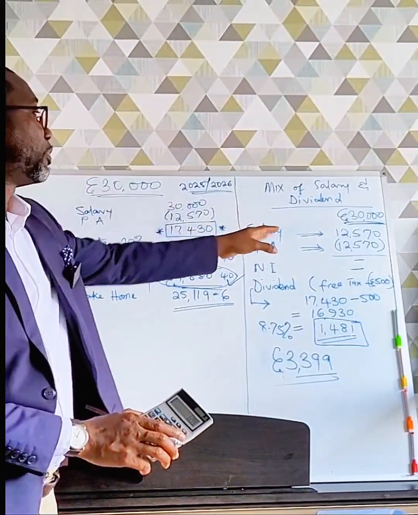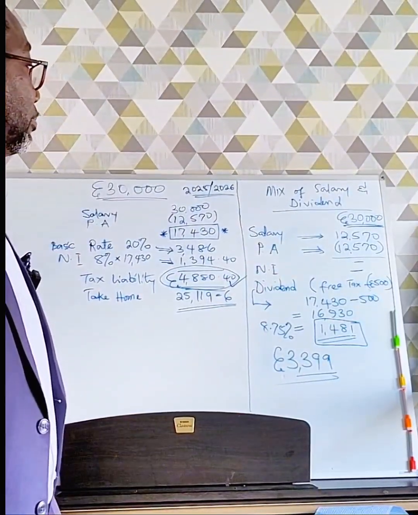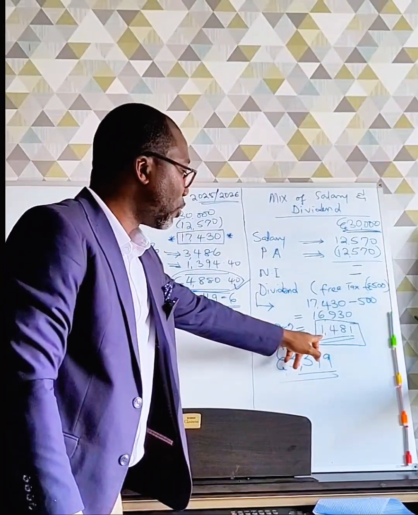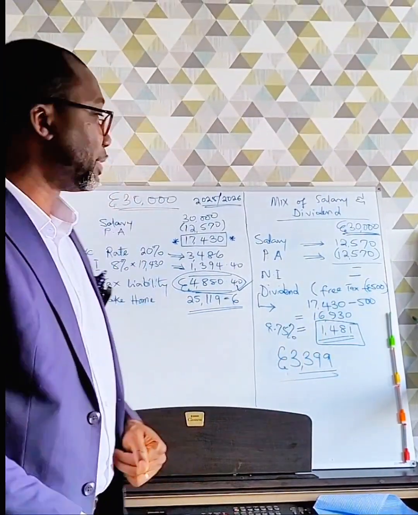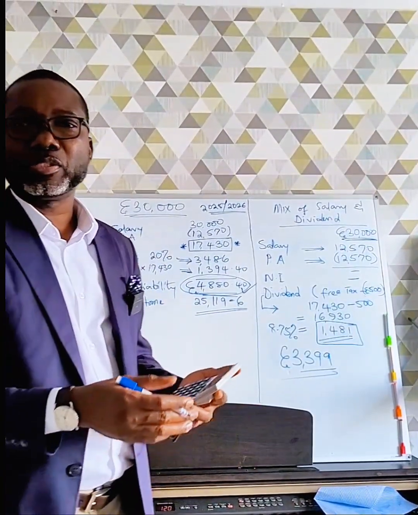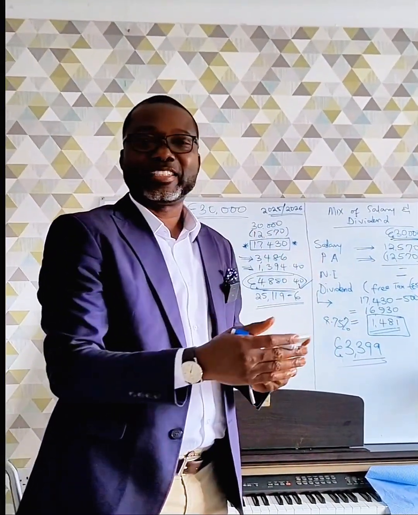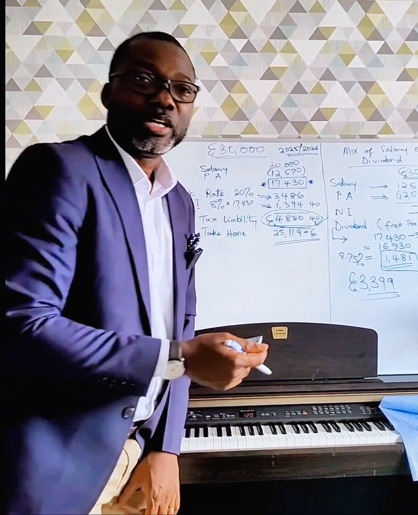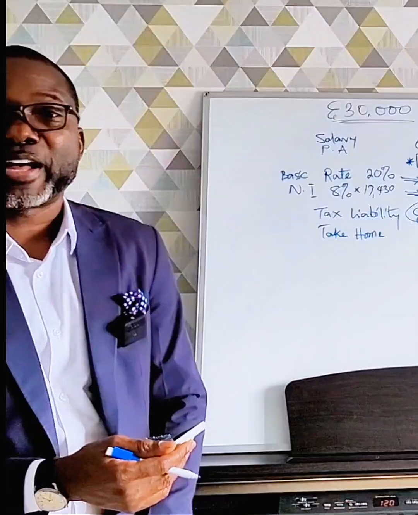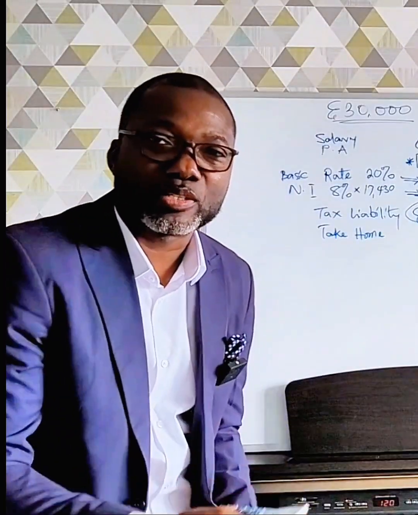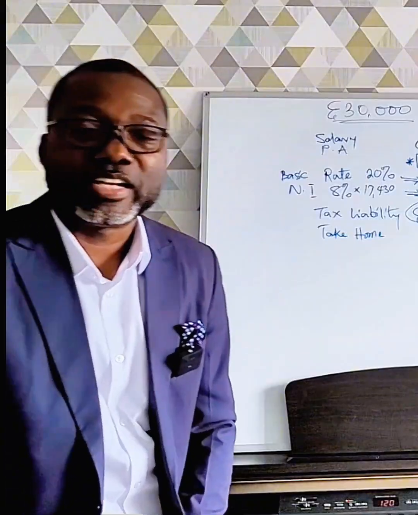But if you're mixing it with dividend, right, you will only be paying 1,480. So those are the things you need to look at in the business. 3,000 will go a very long way in the business. That can buy a lot of products that will make the business keep running on and on.